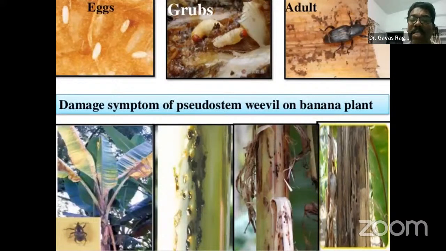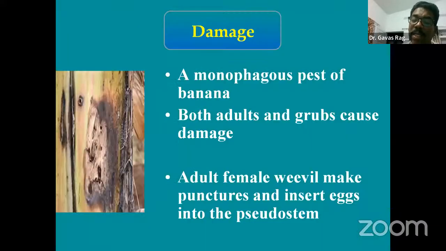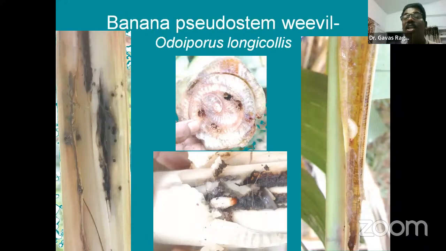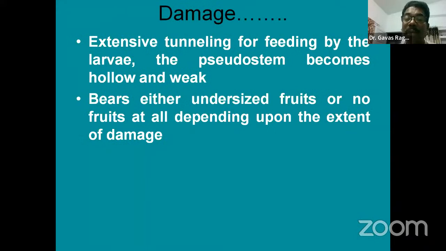Like I told you, both the adult and the grubs cause damage. The adult weevil makes punctures and inserts eggs into the pseudostem, and by the extensive tunneling and feeding by the larvae, the pseudostem becomes weak and hollow, and it is not in a position to bear the weight of the bunch, and it will break. If severe pseudostem weevil attack occurs, the fruits, if formed, will be undersized, and depending upon the extent of damage, the plants will also become weak.